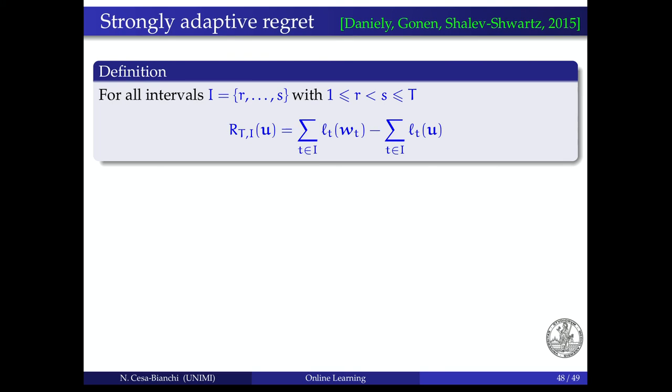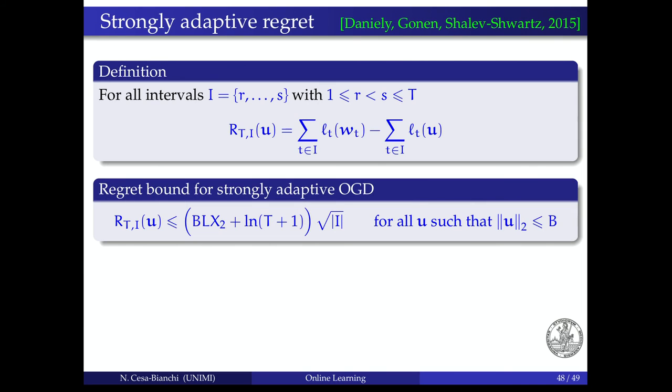Okay? So I'm picking some interval of consecutive steps, and I'm saying, when I sum my losses on this interval of consecutive steps, I want this to be small with respect to the sum of the losses of my competitor on the same set of steps. And of course, the regret here should scale with the length of this interval, so with S minus R. Indeed, you can do that. You can modify online gradient descent to get a regret bound which will be simultaneously good against any competitor in a bounded convex set and against any subinterval of consecutive steps in your history. Okay? So in retrospect, you go back and this will be an invariant of your regret for all u, all I of this form.